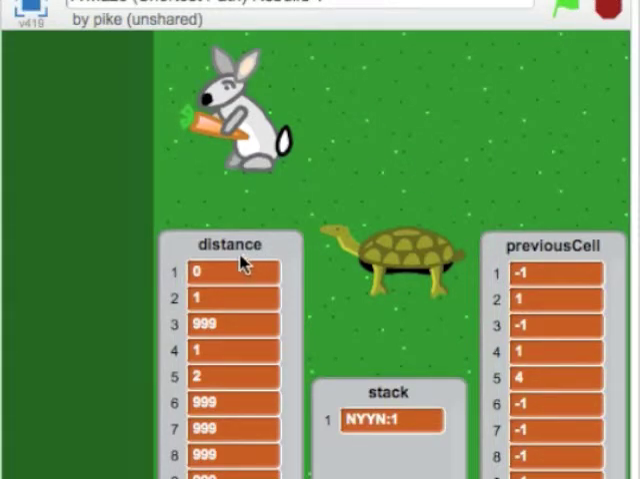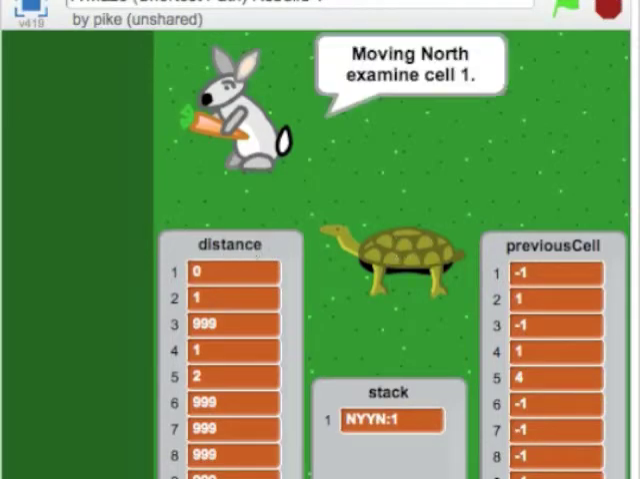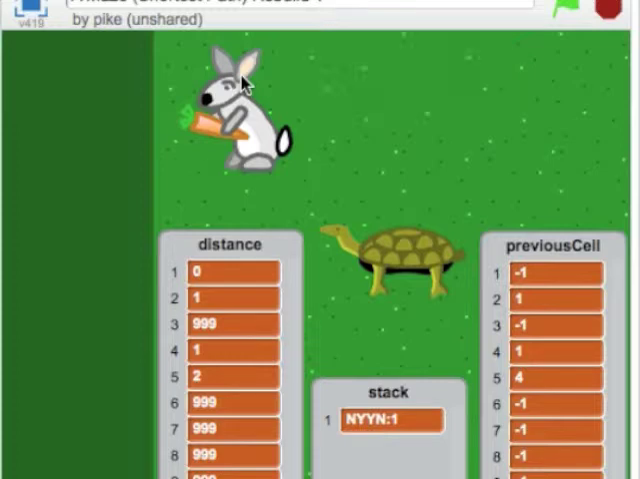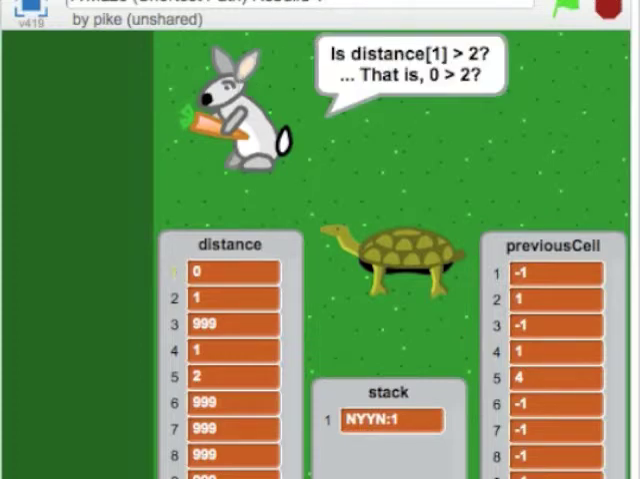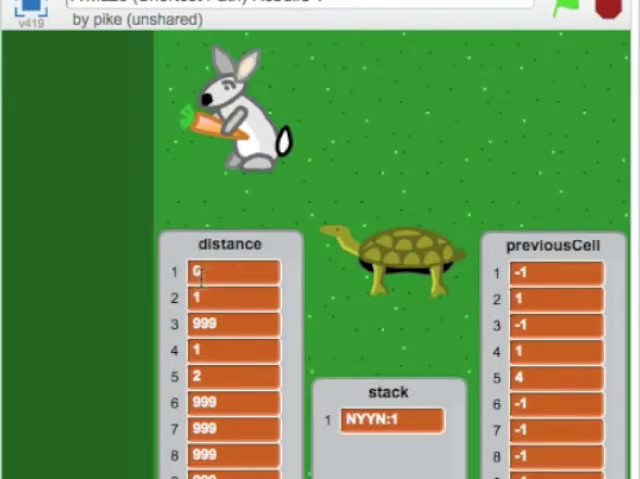Now remember that we're still exploring the cells around 4. We just looked at this one. Now we're going to look at this one, north to cell 1. Again, I look at my distance table and I ask whether the entry for this cell is greater than the distance I traveled, 1, 2. And it is not.